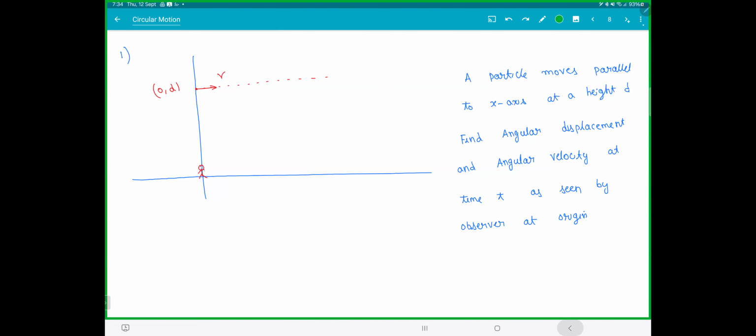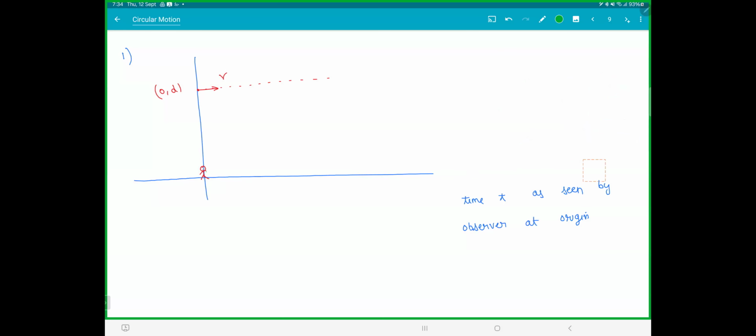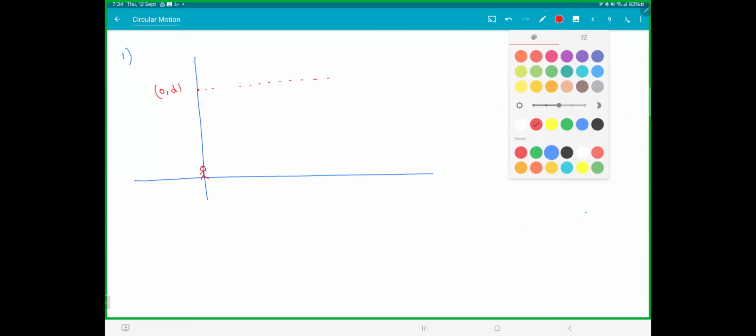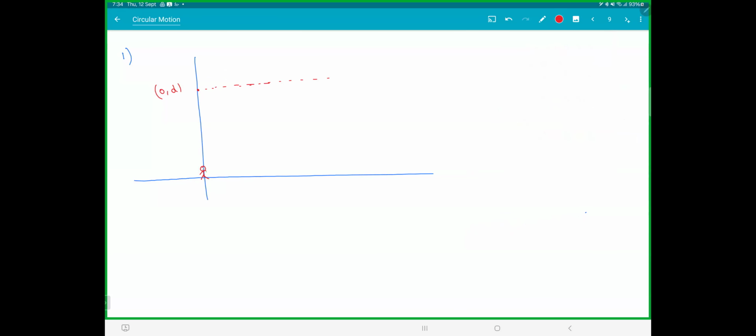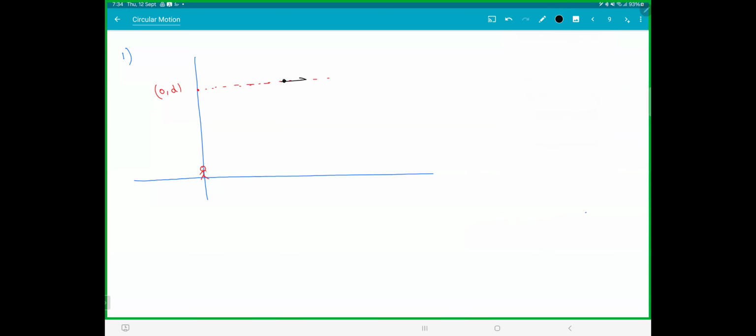Let's see. There are two ways to do this. One, let's do it completely mathematically, and the other, let's use the actual definition, what it means in the first place. So after some time t, you will be somewhere here. You're going like this. This is your r bar. So the angular displacement you're talking about is this angle.